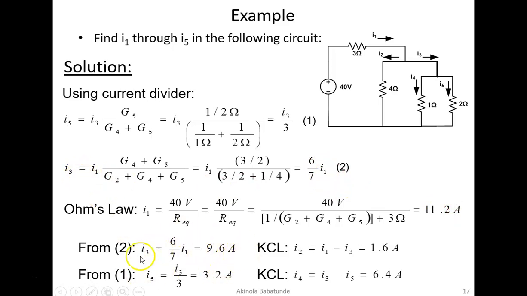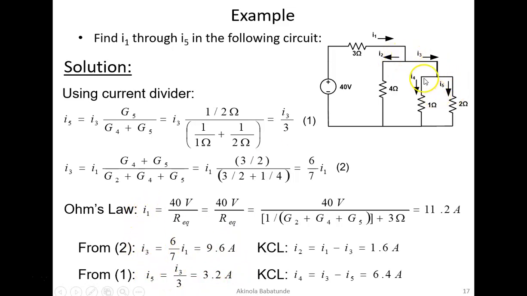Once you find your I3, it becomes easy to find your I5. Our I5 is I3 over 3. Since we know I3 to be 9.6 amperes, we put that in here, and we can easily find our I5 to be equal to 3.2 amperes. Once we know I3, I5, and I1, every other thing becomes easy.